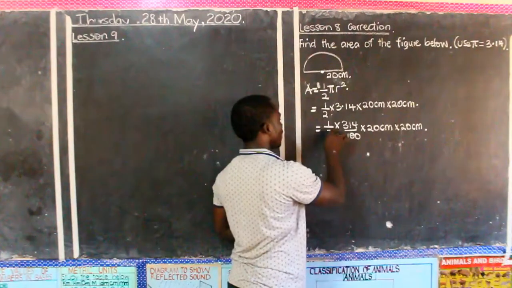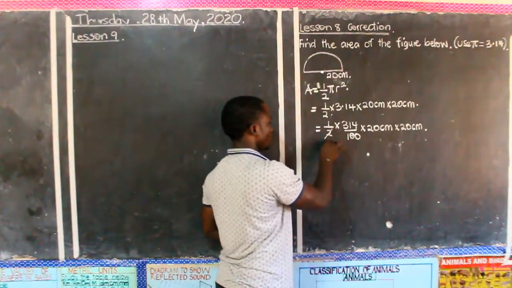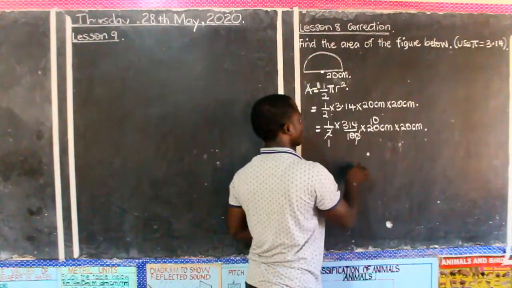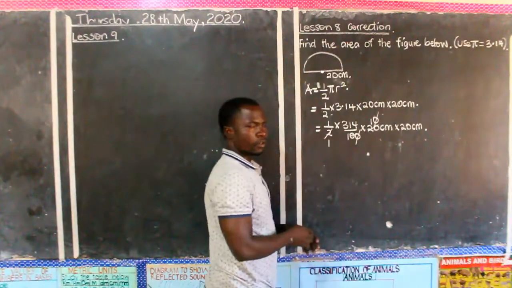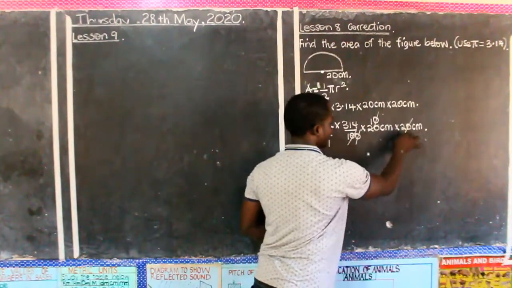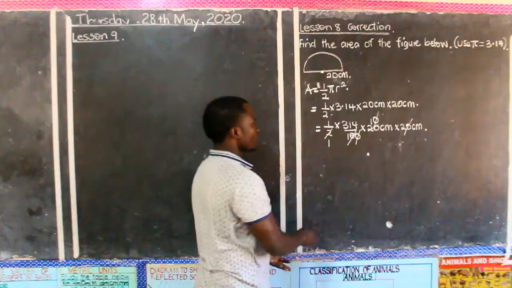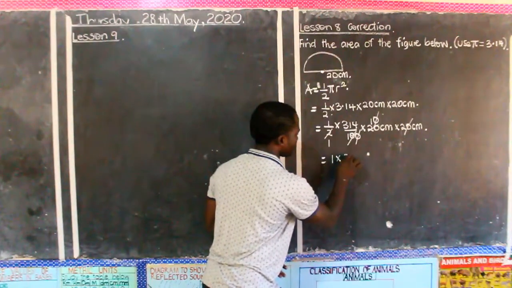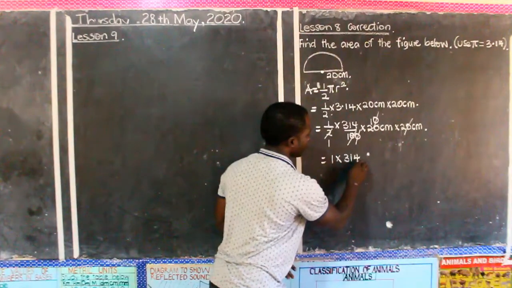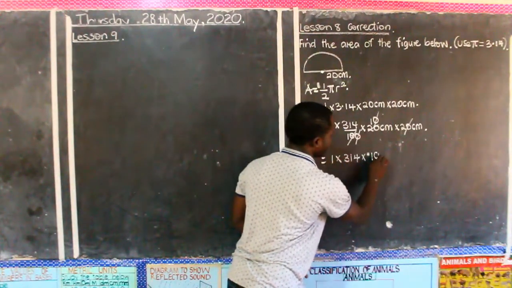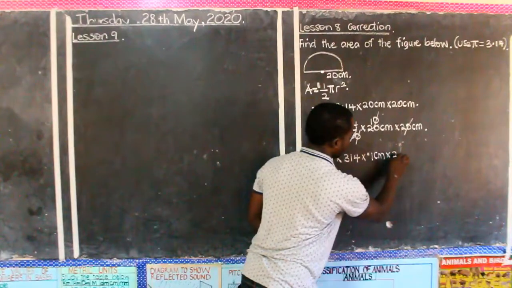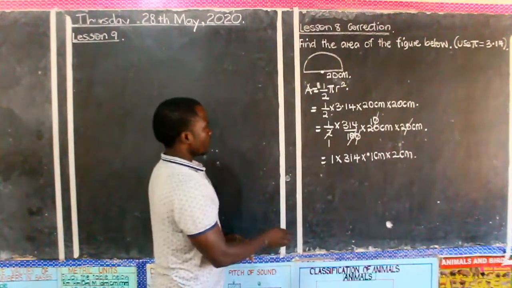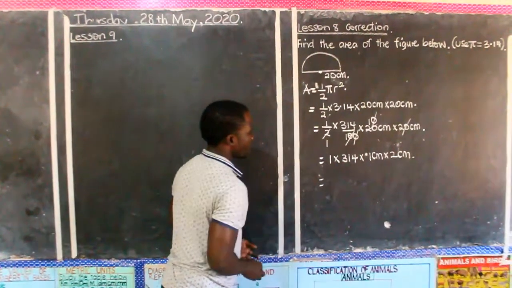So we shall have this by 2 once, okay? By 2 here we shall have 10. 0 will go with 0. This 0 will go with that 0, okay? So here we shall remain with 1 times 314 times 1 centimeter times 2 centimeters, okay?